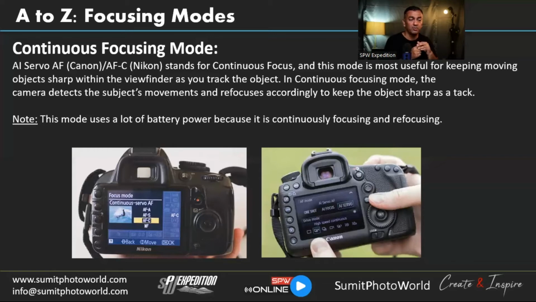So what the camera will do, by the time you press the shutter release button, you will see that it's always giving you sharp images, or we can say you will not lose the focus on the subject. That is the benefit of using continuous focusing mode, but it uses a lot of battery power. Because it is continuously doing focusing, it consumes a lot of battery power, and it's only advised when you really need continuous focusing mode.